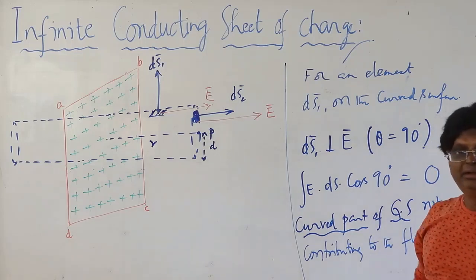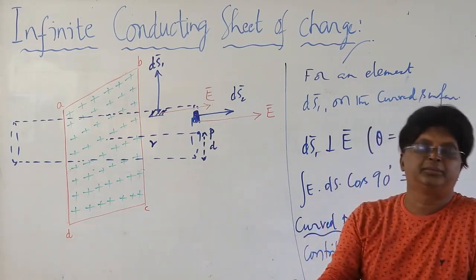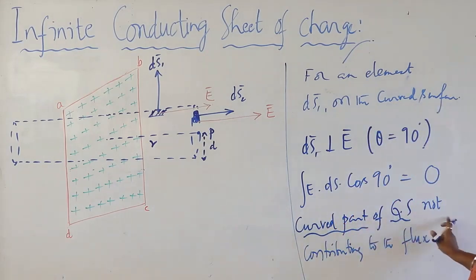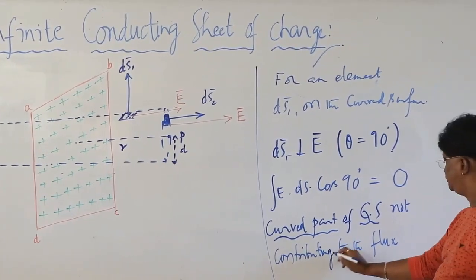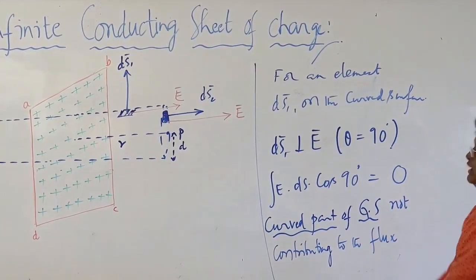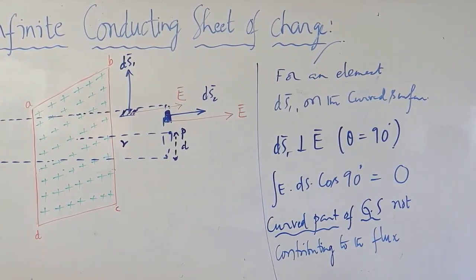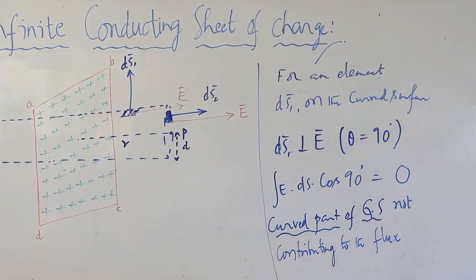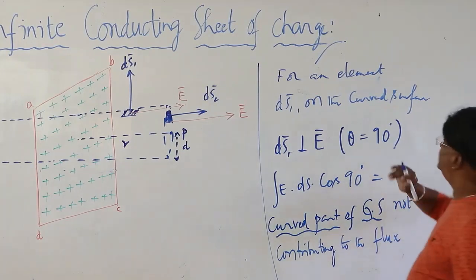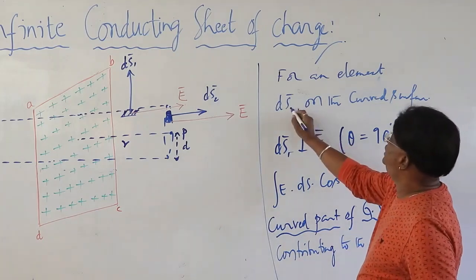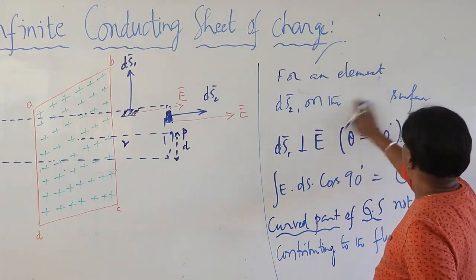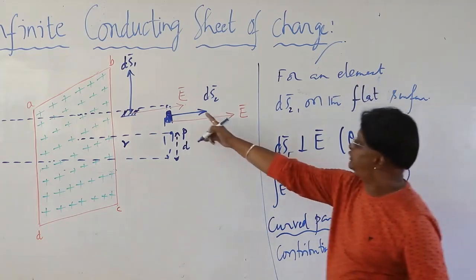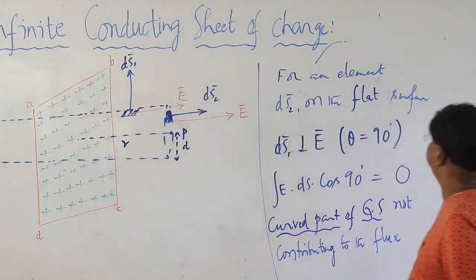Earlier we have seen that the curved surface was contributing to the flux, but in this second case, we got the curved part of the Gaussian surface not contributing to the flux. Now let us see the other part. Therefore no flux is contributed here. Is that okay for you? Now I am writing for the element ds2 bar on the flat surface.